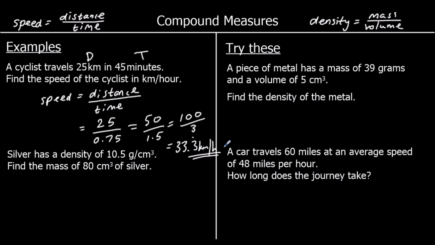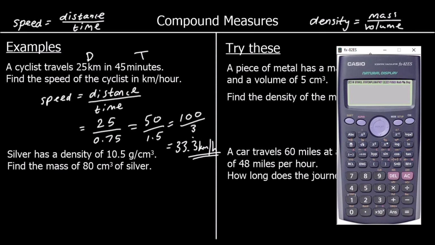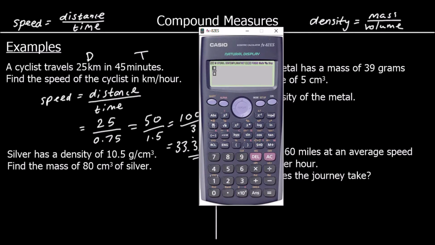If we were doing this with a calculator, we could have used the time button on the calculator. So 25 divided by 0 hours and 45 minutes. And again, that gets us the same answer of 33.3 kilometers per hour.